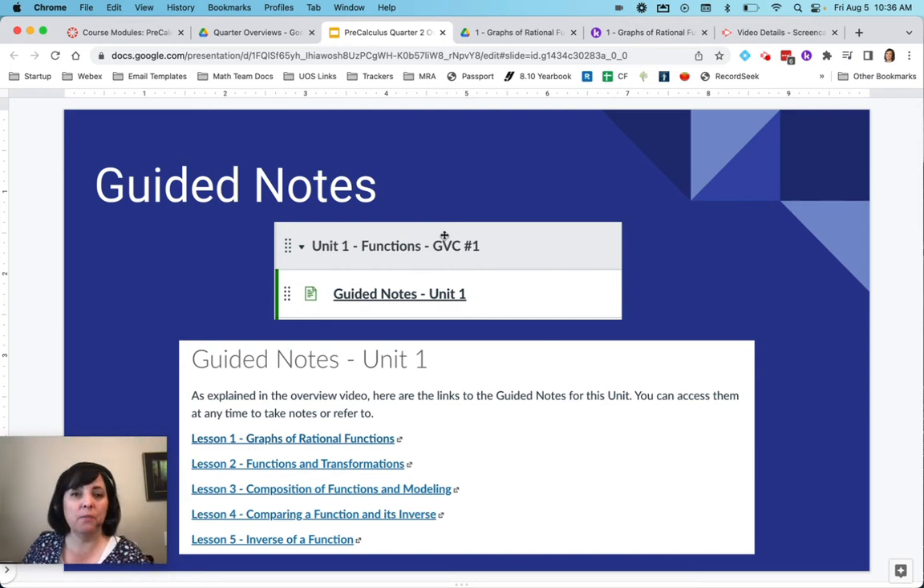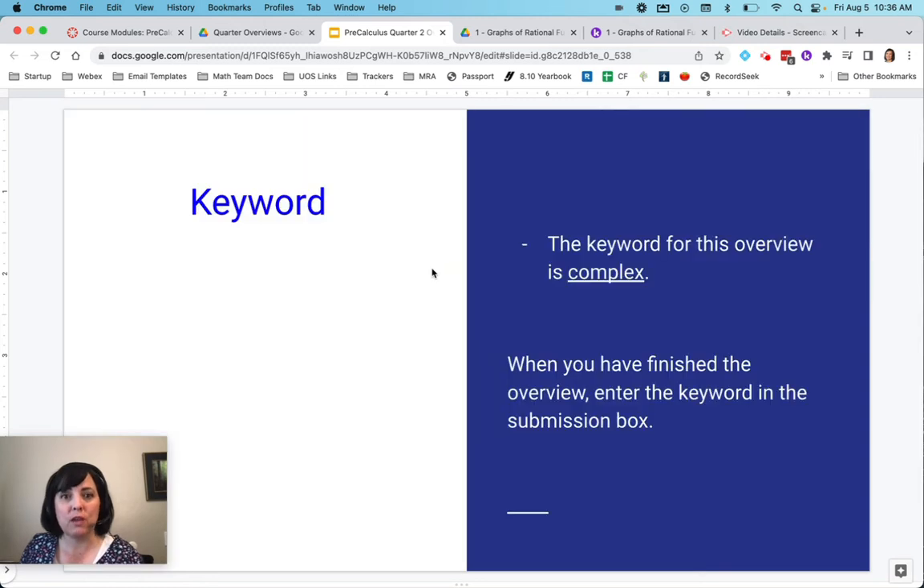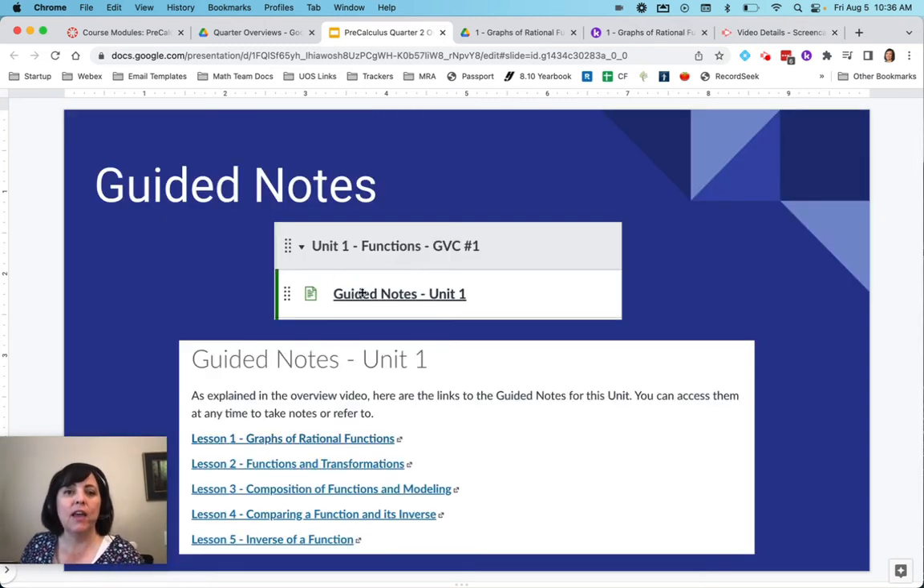So again, just so you remember, guided notes are available at the beginning of each unit. So when you click on the unit, so unit 3 will have guided notes, and you can click on guided notes and it will have all of the lessons available. I think there may be 1 or 2 lessons where there are no guided notes available, and if they're not, it will just say unavailable.